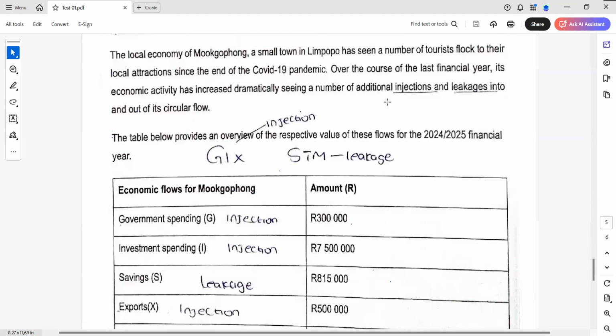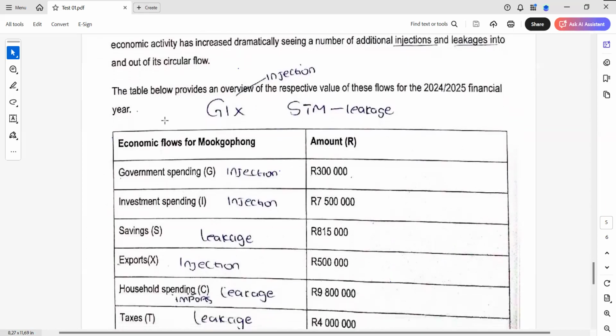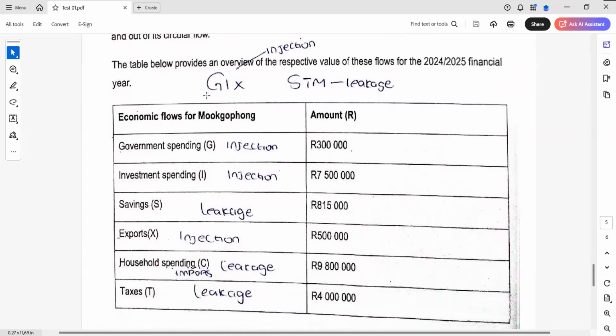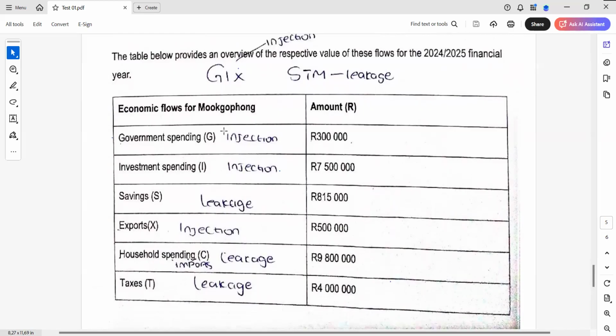And number 3, they're saying that the local economy of a small town in Limpopo has seen a number of tourist flocks to their local attractions since the end of the COVID-19 pandemic. Over the course of the last financial year, its economic activities have increased dramatically, seeing a number of additional injections and leakages into and out of its circular flow. The table below provides the overview of the respective value of these flows from the 2024 to 2025 financial year. Okay, and then they give you the amounts.